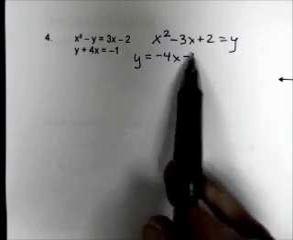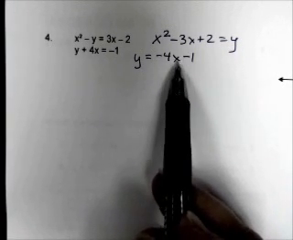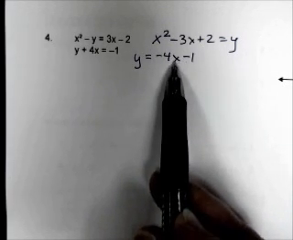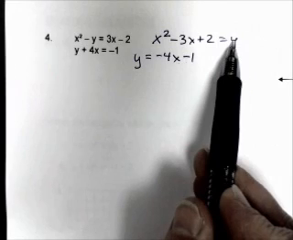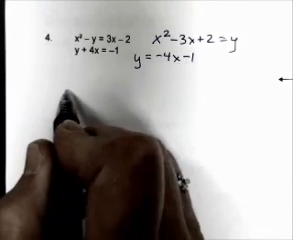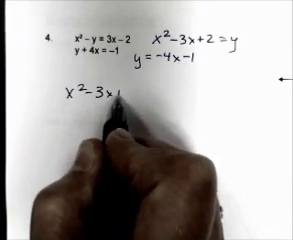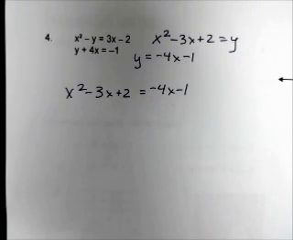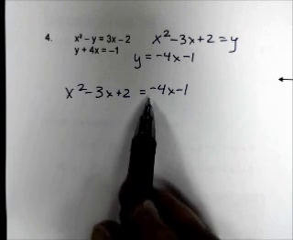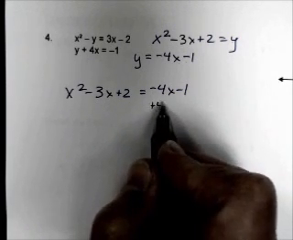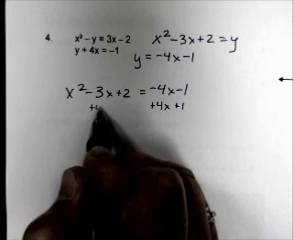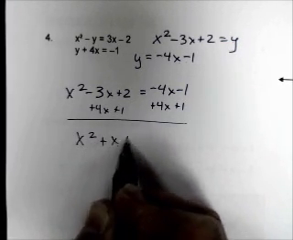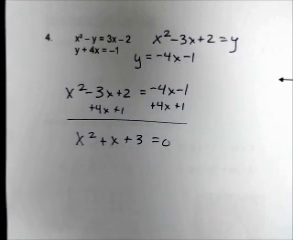Now, I'll take my linear, y equals negative 4x minus 1. I'll take the negative 4x minus 1 and substitute it in place of y above. So we'll have x squared minus 3x plus 2 equals negative 4x minus 1. Let's put it in standard form, add 4x and add 1 to both sides. Again, you don't have to show this work. X squared plus x plus 3 equals 0.